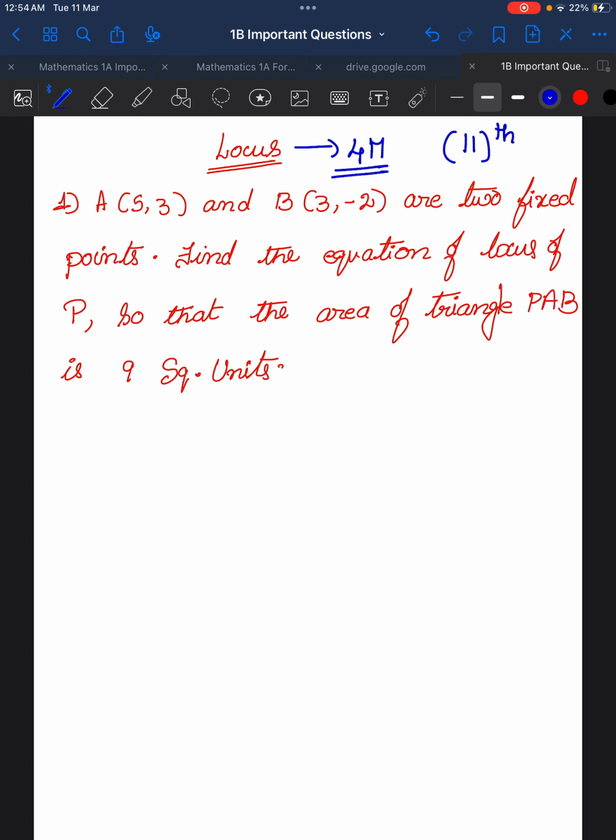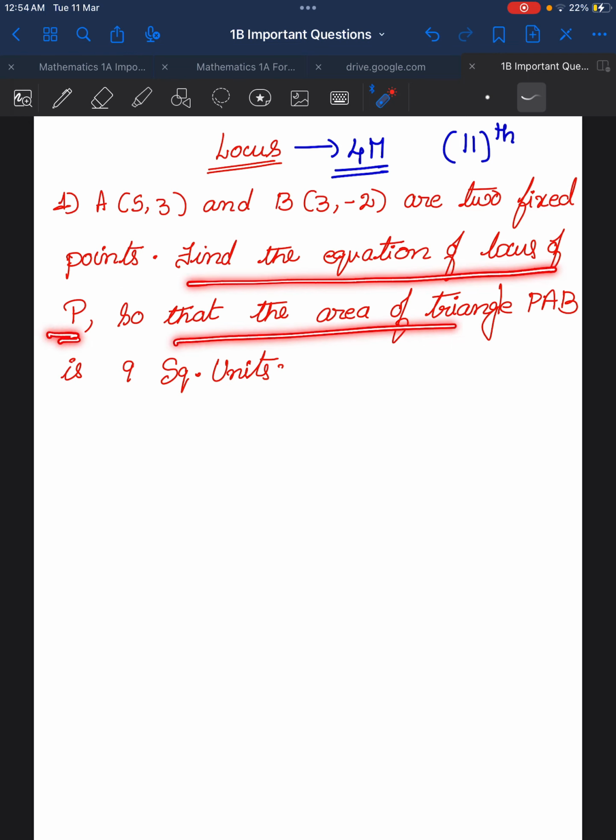Here is the first question. A(5, 3) and B(3, -2) are two fixed points. Find the equation of the locus of P so that the area of triangle PAB is 9 square units.